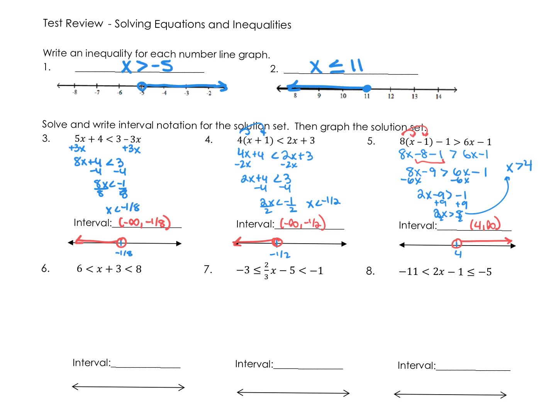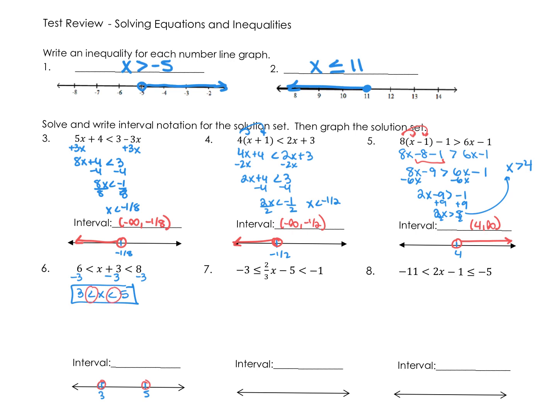All right, for number 6, we now have a compound inequality. So we're solving for x still, but whenever we do something to one side, we'll have to do it to the other side. So we'll subtract 3 from all 3 parts here. So we'll have 3 is less than x, which is less than 5. This is my solution, and now I just need to graph it. So I want a number at 3 and 5. They'll both be open circles because these are not equal to.